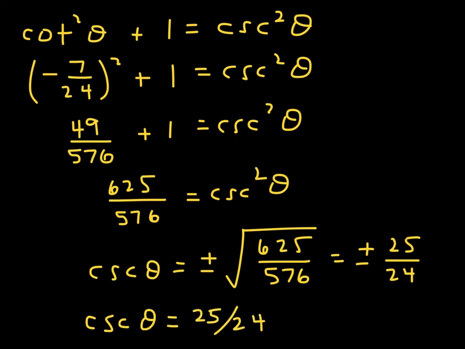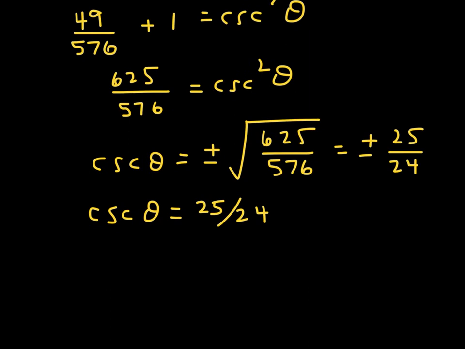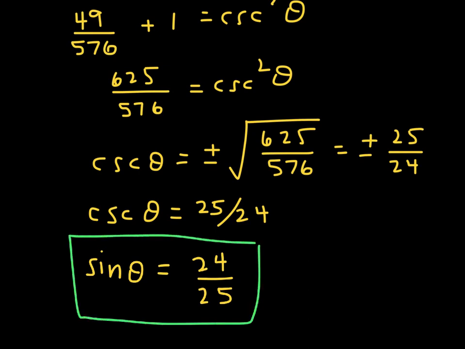Now, that's what the Pythagorean identity, this one here, led me to. Now, of course, they never asked us to find cosecant of theta, but they did ask us to find sine of theta. So now I can just reciprocate it. Sine of theta is a reciprocal of cosecant, so it must be 24 over 25. So it was the Pythagorean identity that led me there.